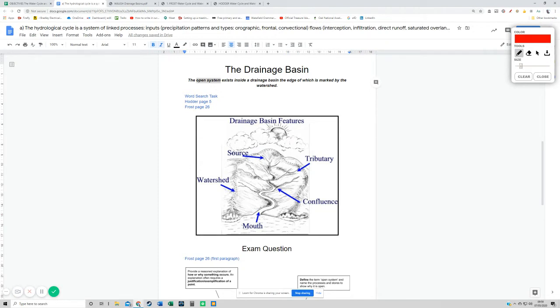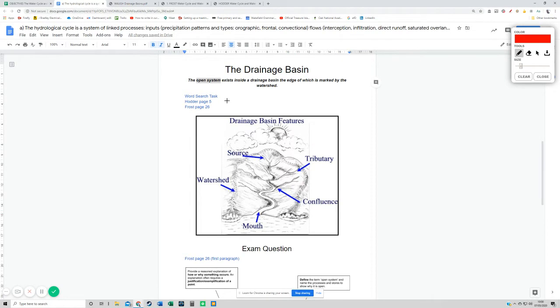So when we talk about the open system, we're talking about how water flows in that area, in that drainage basin, the area drained by a river and its tributaries. If you look in the Hodder textbook, page 5, or the Frost textbook, page 26, it shows this quite well.